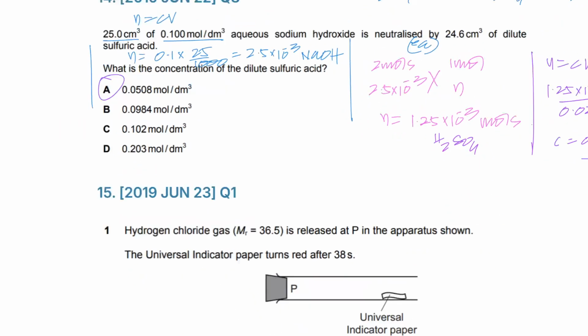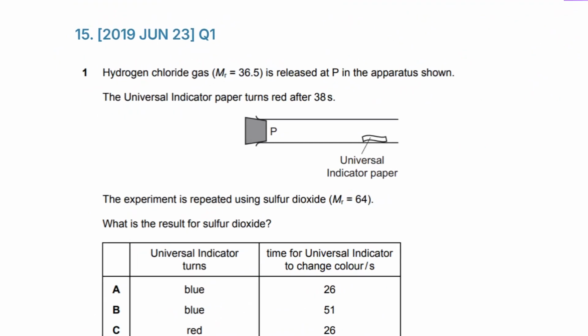Make sense? Now, question 15. Hydrogen chloride has an MR of 36.5. It is released at P. The universal indicator turns red after 38 seconds. Okay, it takes 38 seconds.